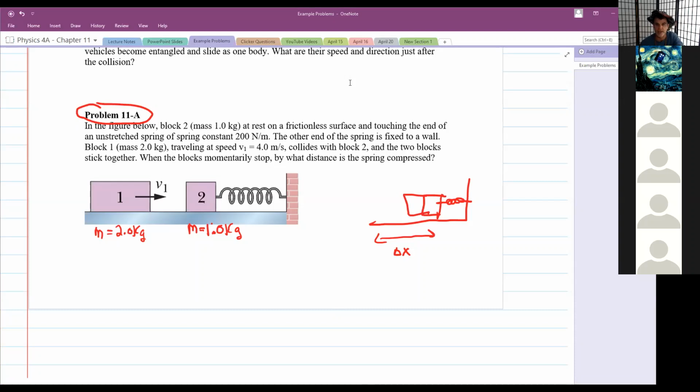The question is this: can I do this problem in one step? Can I say that the initial kinetic energy of the system, which in this case would just be the kinetic energy of block 1, equals the final elastic potential energy of the spring? So initially, block 1 is moving, block 2 is at rest, then they collide, stick together, compress the spring a certain distance. Can I say that the initial kinetic energy of block 1 equals the final elastic potential energy of the spring? Yes or no? What do you think? Take about 30 seconds.